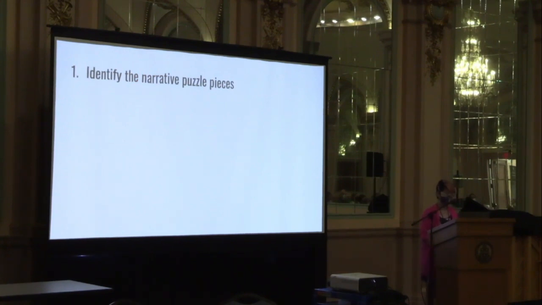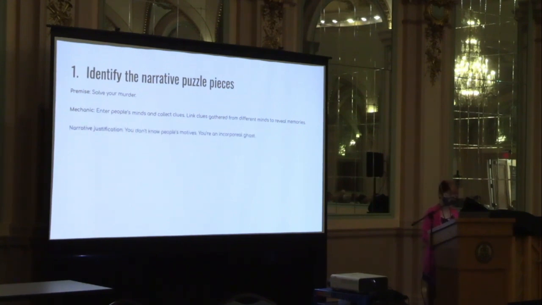1. Identify the narrative puzzle pieces. The premise is solving your murder despite being a ghost. The mechanic is, instead of talking to people or collecting clues on the crime scene, you collect mental clues by entering people's minds and seeing what they find important. You can link clues gathered from different minds to reveal memories. The justification for why the puzzle exists, and why this is a mystery at all, is you're too much of an asshole to have known people's motives for killing you. And you have to solve it using these mechanics because you're a ghost and can't do traditional investigation, but you can see their minds with ghost powers.